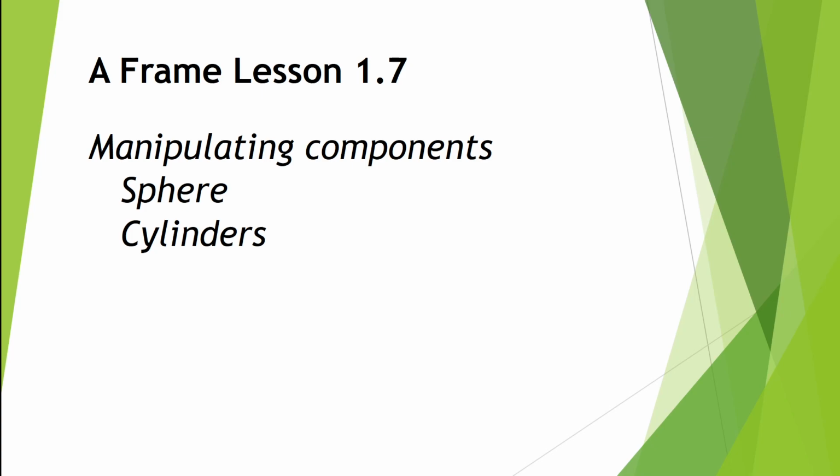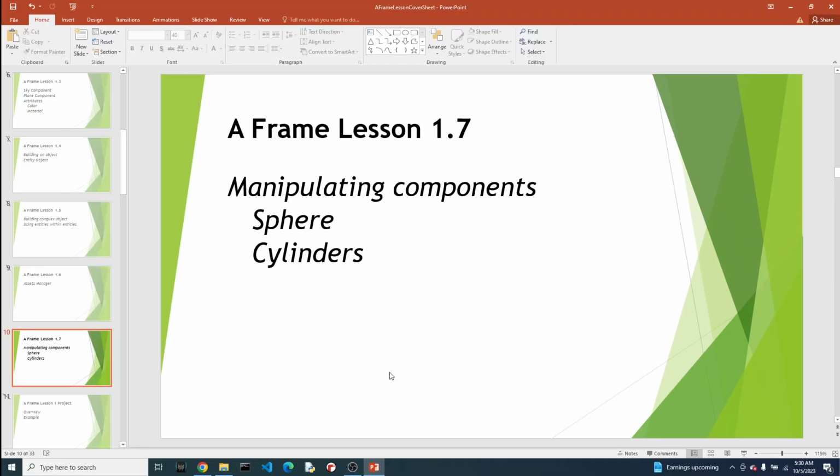In this video, we're going to see how we can manipulate our basic AFrame components by using some additional attributes to change the way they look. We're going to focus primarily on the sphere and the cylinder, but I want to encourage you that all these components have additional attributes that will allow you to modify the way they look. So let's get to it.